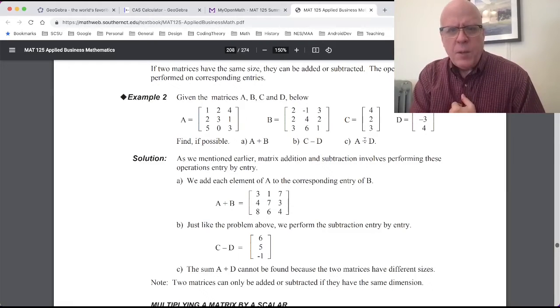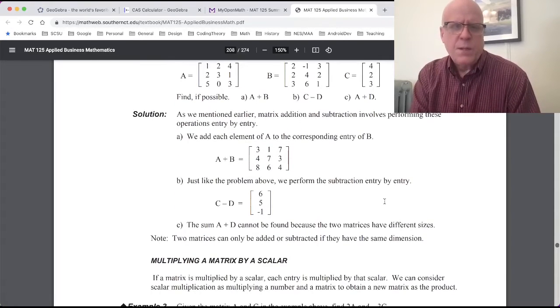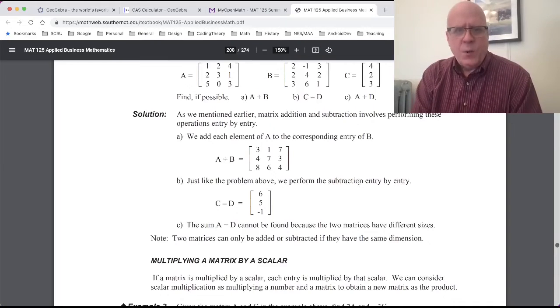What about A plus D? A is this 3 by 3 thing. D is this 3 by 1 thing. You really can't make sense of adding up matrices of different sizes. So normally people say you just can't do that. Now I want to show you something odd in GeoGebra.